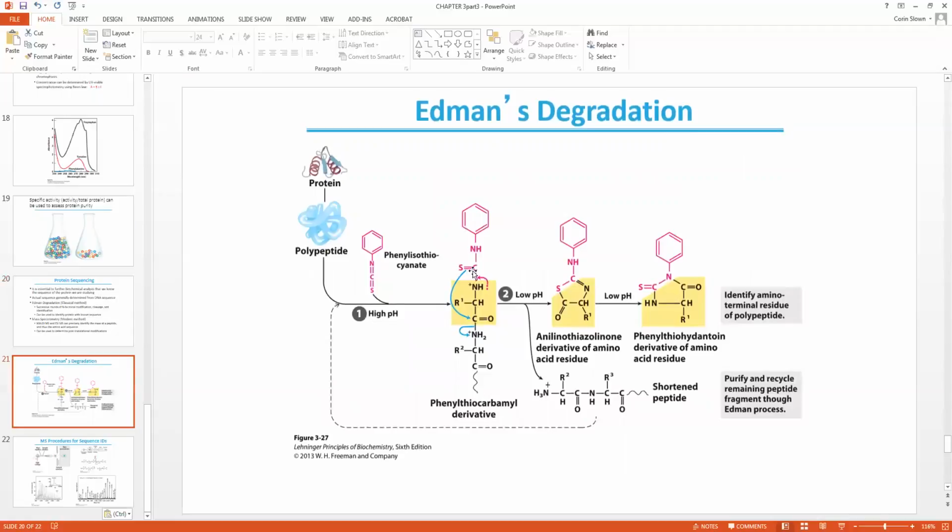So if you take a look at Edman degradation, here's a brief summary of what's happening. I have my polypeptide. I have a high pH and my phenylisothiocyanate. That's going to form a carbamyl derivative. And then I undergo this cleavage at low pH. And now I've shortened my peptide by one amino acid residue. And so as long as I can identify the amino terminal residue of the polypeptide, I then purify and recycle the remaining peptide fragment through the Edman process again until I've isolated each of the amino acids.